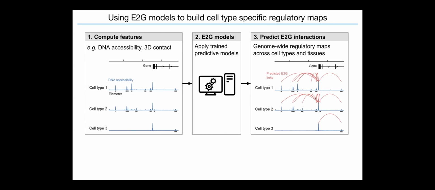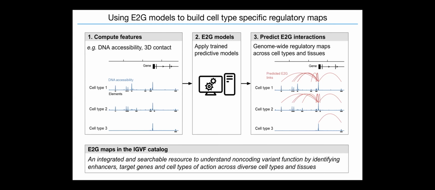And these predictions then allow us to build these maps of enhancers and target genes across all different cell types, which then, as previously shown, allows us to intersect those with variants, to annotate non-coding variants, and prioritize enhancers that they perturb, as well as target genes in specific cell types. So to summarize, the effort of building E2G maps in the IGVF catalog has the goal to build an integrated and searchable resource to understand non-coding variant function by identifying enhancers, target genes, and cell types of action across a diverse set of cell types and tissues.